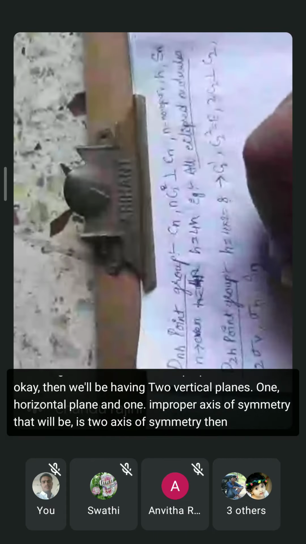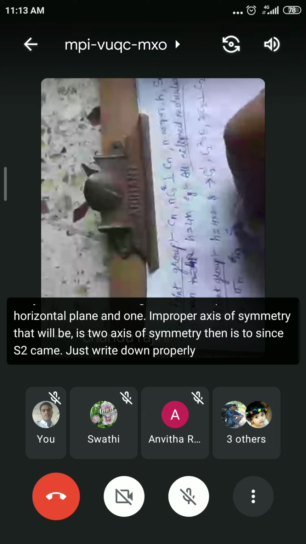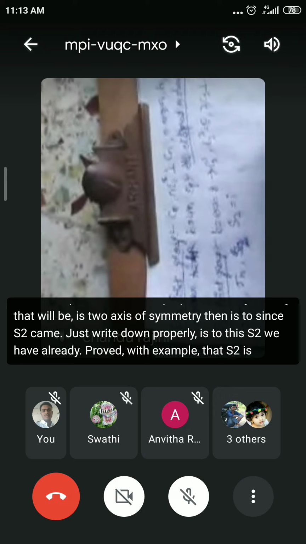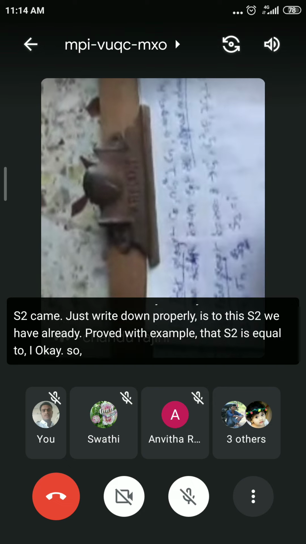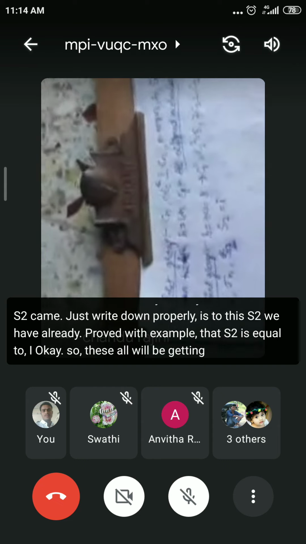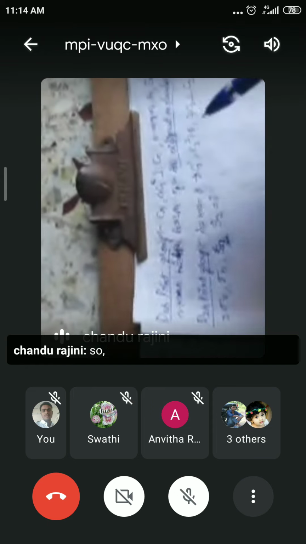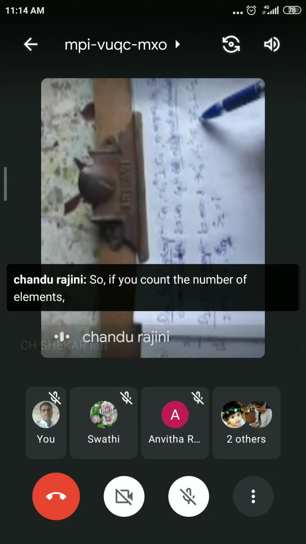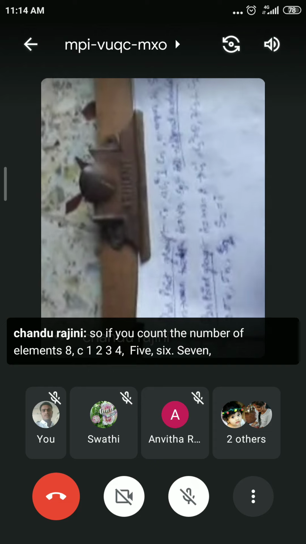Then S2, since S2 came, let us write down properly. This S2 we have already proved with an example that S2 is equal to i. So these all we will be getting. If you count the number of elements, 1, 2, 3, 4, 5, 6, 7, 8. 8 elements.